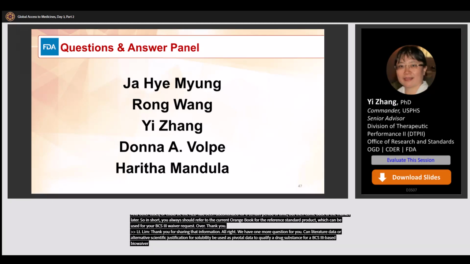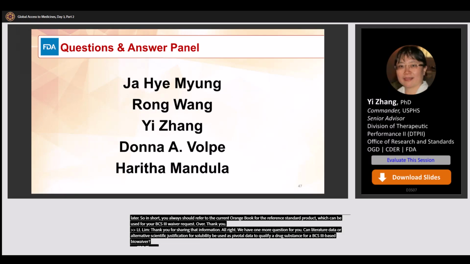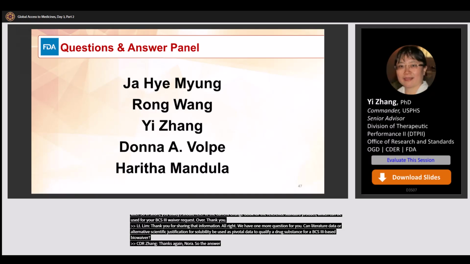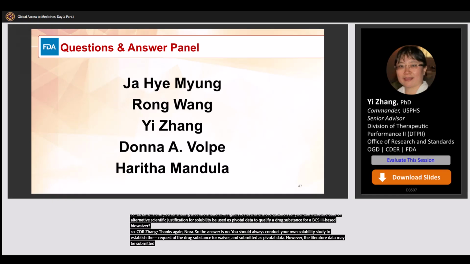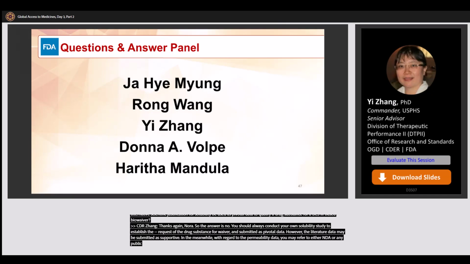Thanks again, Nora. So the answer is no. You should always conduct your own solubility study to establish the high solubility of the requested drug substance for waiver, and submit it as pivotal data. However, the literature data may be submitted as supportive. And in the meanwhile, with regard to the permeability data, you may refer to either the NDA or any publicly available information for a BCS3 based biowaiver. Over. Thank you.